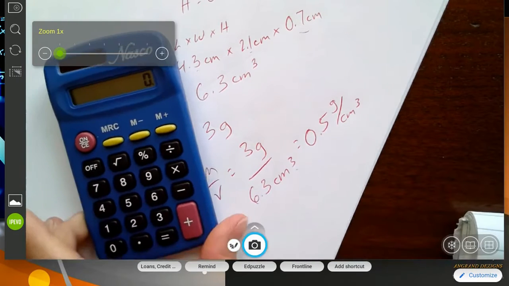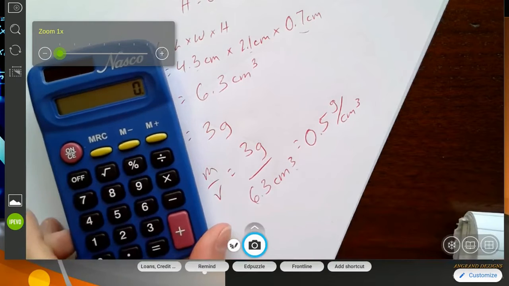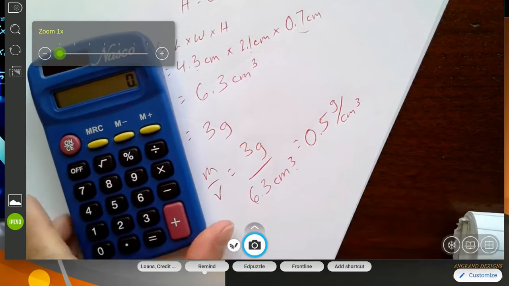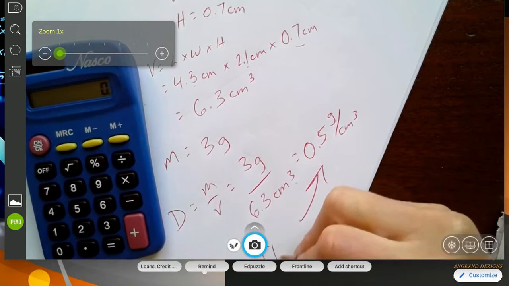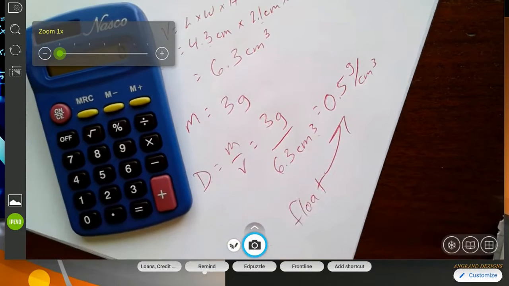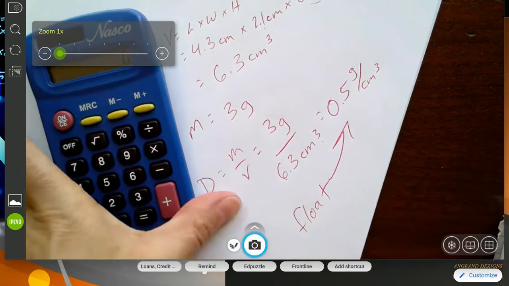There was one other thing we had learned when we talked about density. If the density is less than that of water, density of water is 1 gram per centimeter cubed, something can float. This is less, so it will float. Exciting, right? Okay, let's give you guys some practice.